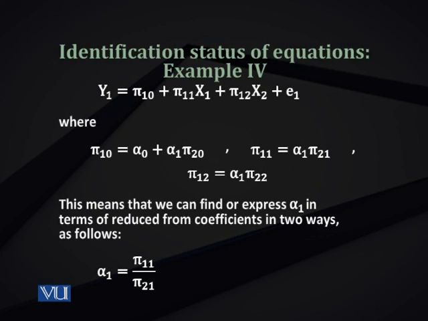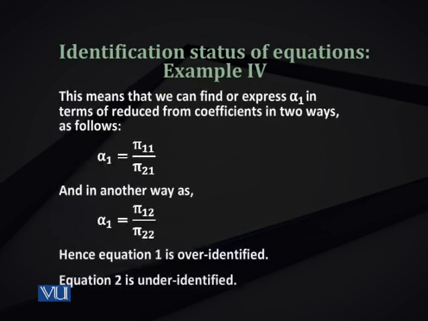For example, the substitution you made, not the first one, the second and third one, they are pi 1 1 is alpha 1 pi 2 1, pi 1 2 is equal to alpha 1 pi 2 2. You can easily see that from the second equation, alpha 1 can be written as pi 1 1 over pi 2 1. And alpha 1 also can be written as, from the third equation, pi 1 2 over pi 2 2.